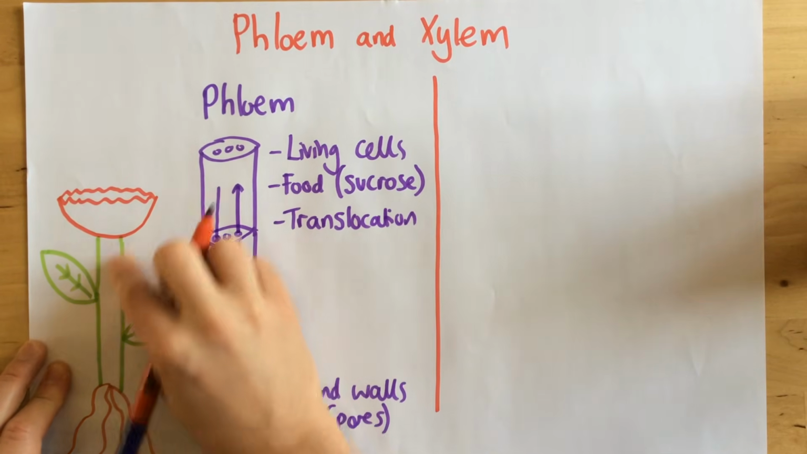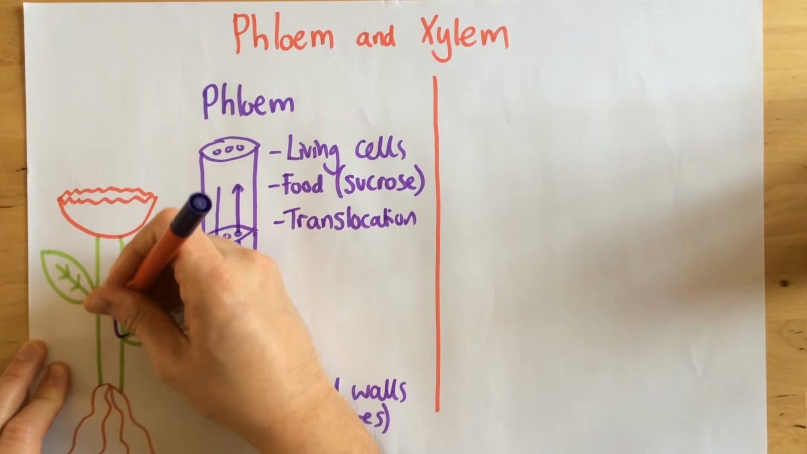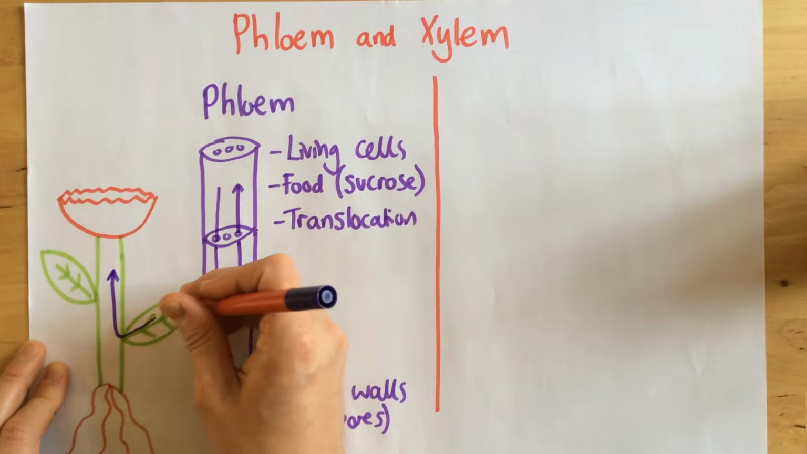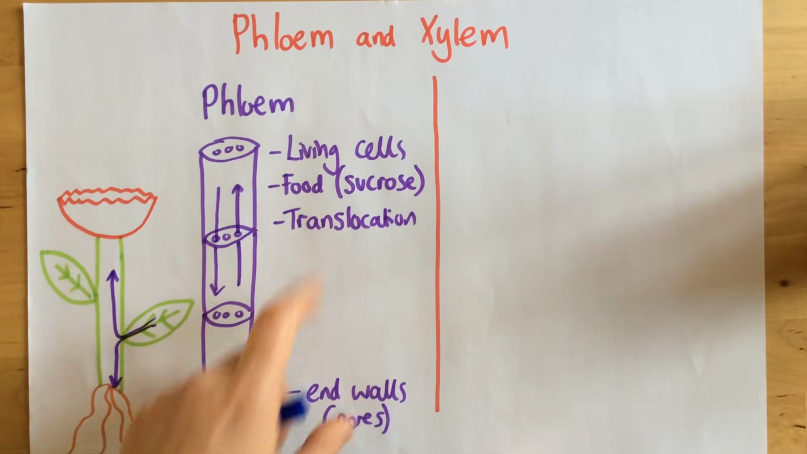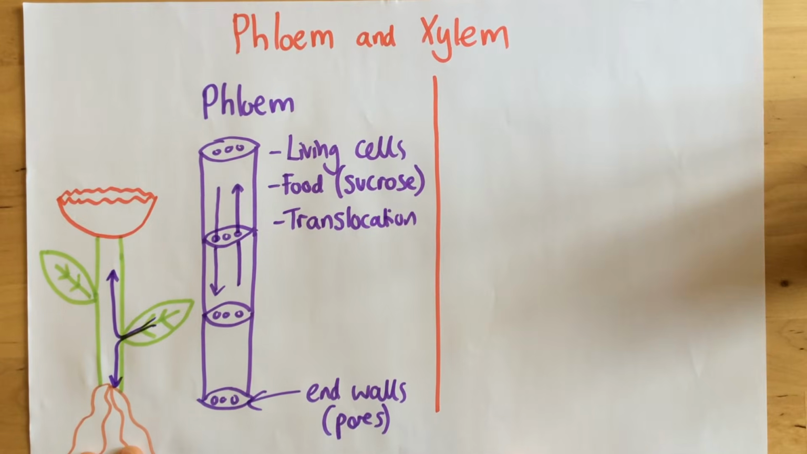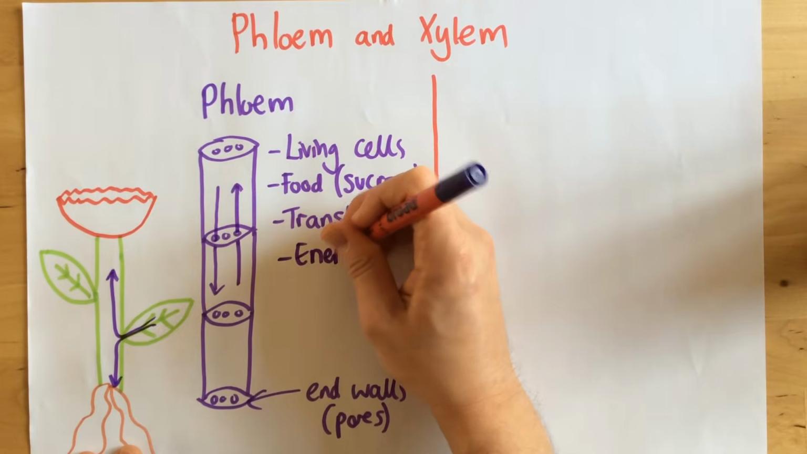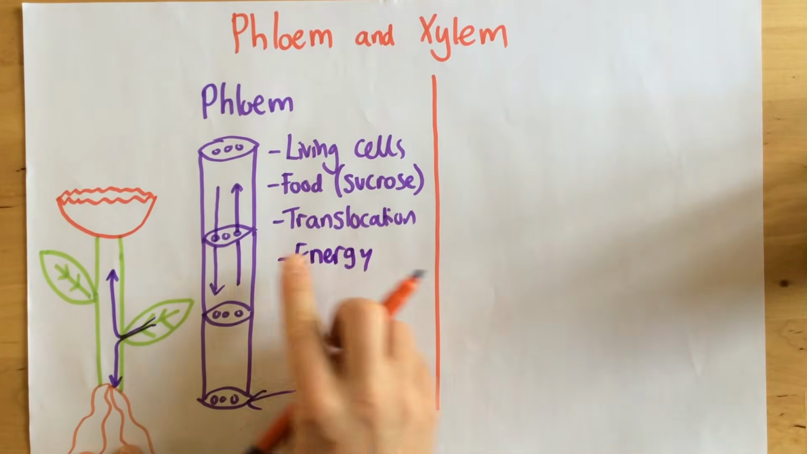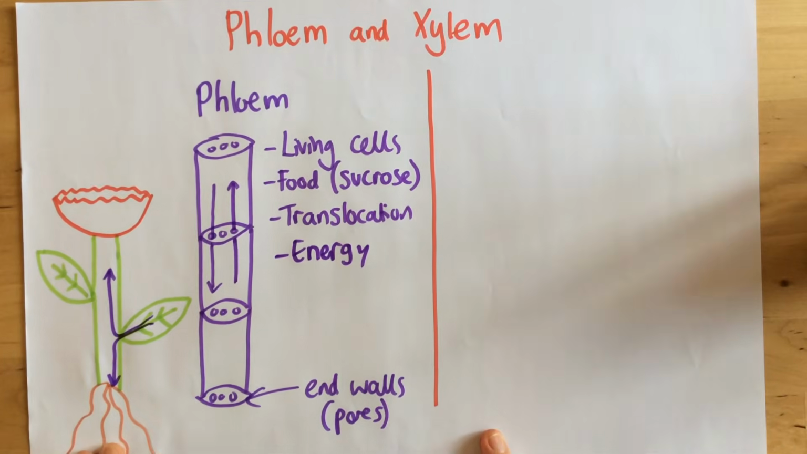So then we could transport, by using translocation, we could either transport that up the plant, if it needs to go up, or down the plant, because it might need these food substances for storage or growth in a particular area. And this process requires energy. This process of translocation requires energy. So see how we can transport substances both up and down.